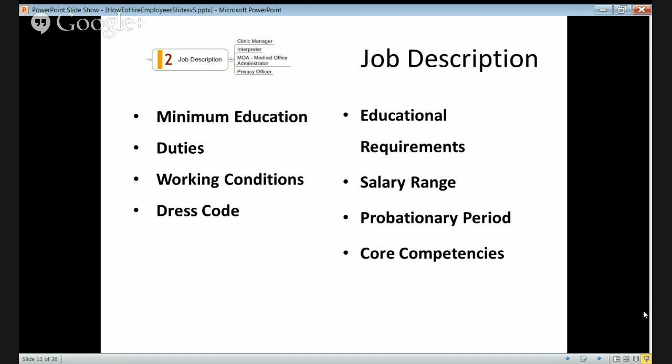Now, you can take those essential skills that you've developed and, using our templates, identify which skills you want in the job description for your organization. We've given you templates for job descriptions for a medical office administrator, interpreter, a clinic manager, and a privacy officer. Each of the job descriptions includes these key categories: minimum education, what the duties are, working conditions, being clear what the dress code is, the educational requirements, salary range, probationary period, and core competencies. So any job description should have these key areas included.